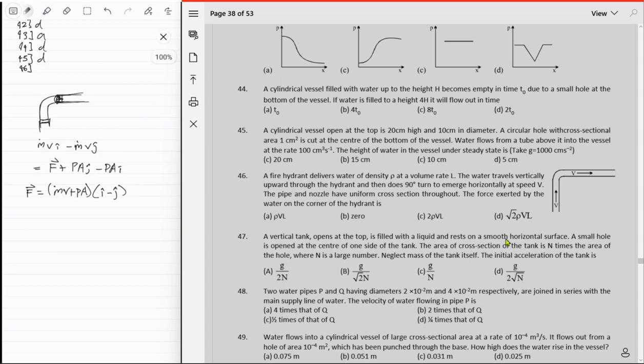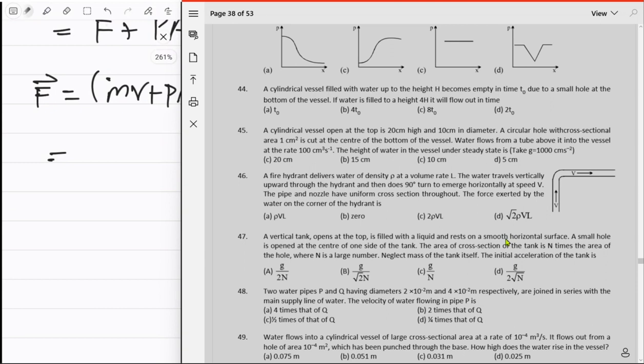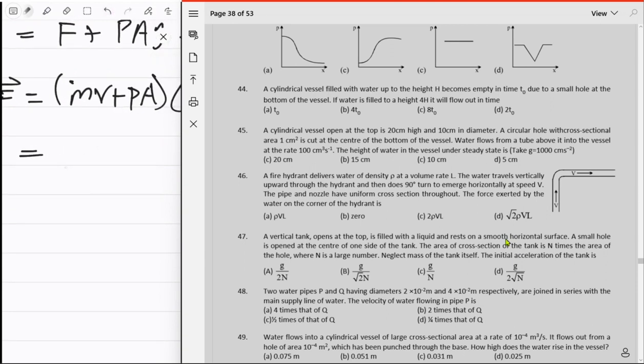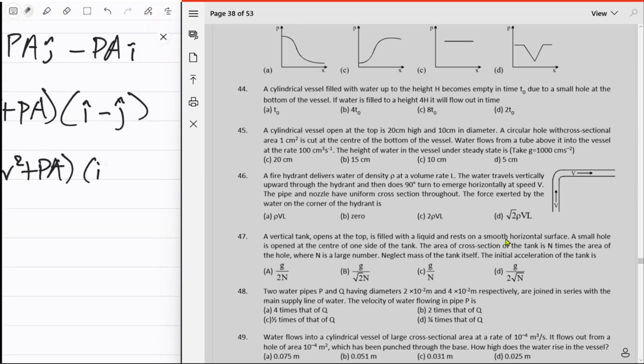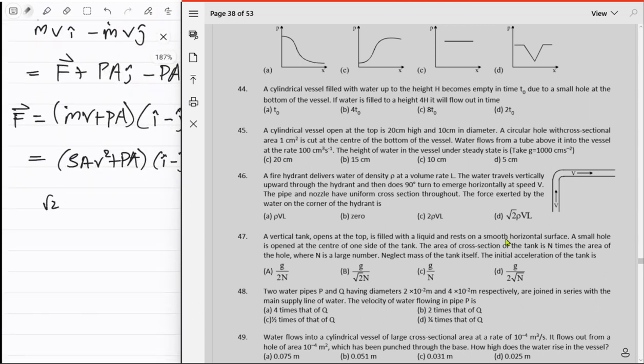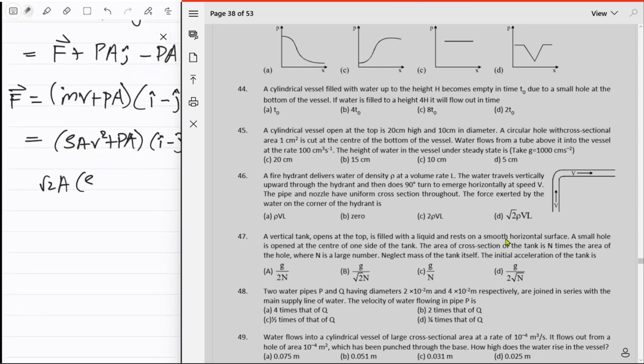Okay, and right, that is the thing. Like m dot is what? M dot is just rho times a times v squared, and that's plus pa times i hat minus j hat, and so forth. And we just want the magnitude, of course. So we'll just have square root 2 times the area times rho v squared plus p, right? Yeah.